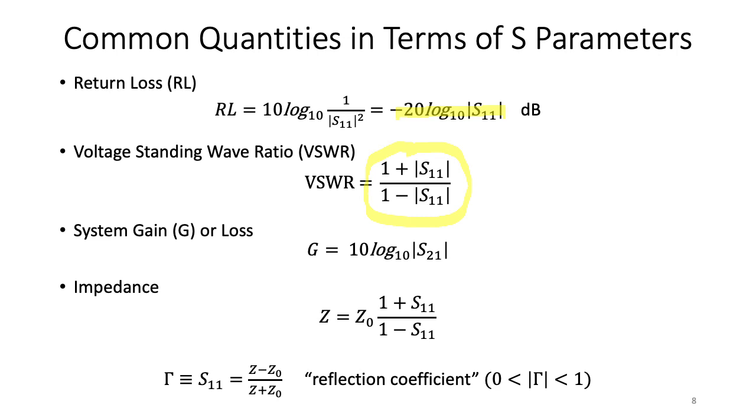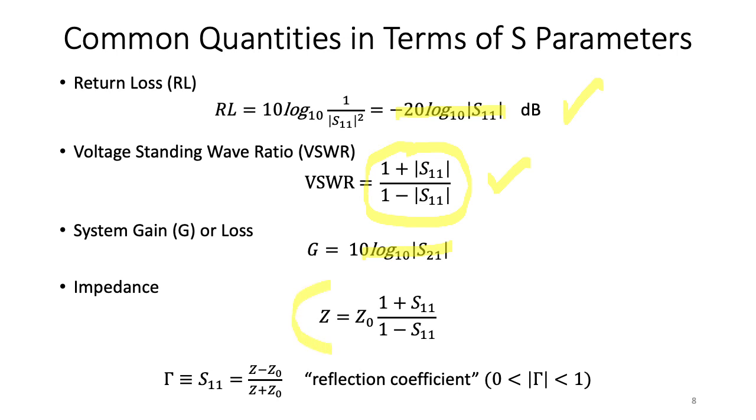Note in both these cases, in the return loss and voltage standing wave ratio, there is no phase information. Same thing true with system gain. System gain, which is the transmission gain through a system, or sometimes transmission loss, depending upon whether or not we have a linear network which is lossy or an amplification which can provide some gain, is given by 10 log the magnitude of the S21 S parameter.